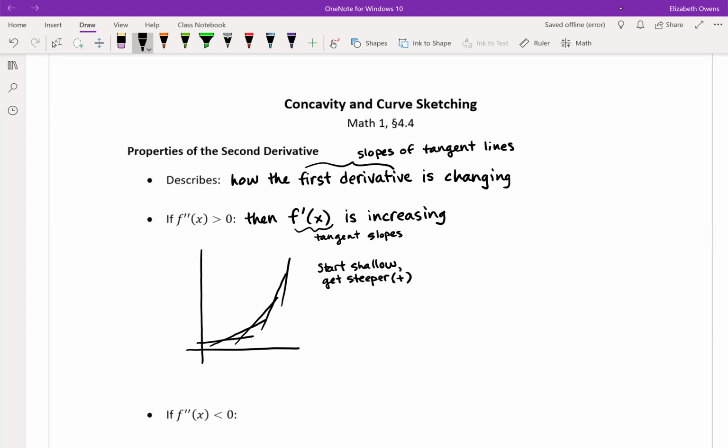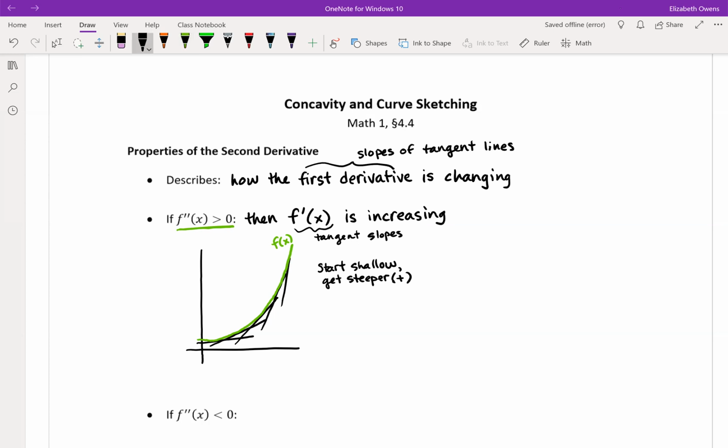And if you imagine the function that would go with that, the function that would have those tangent lines with those increasing slopes, let's sketch in a little function that would match those. Coming in tangent might look something like this green curve here. So that would be what the original function would look like if f prime of x is increasing and the second derivative is positive.